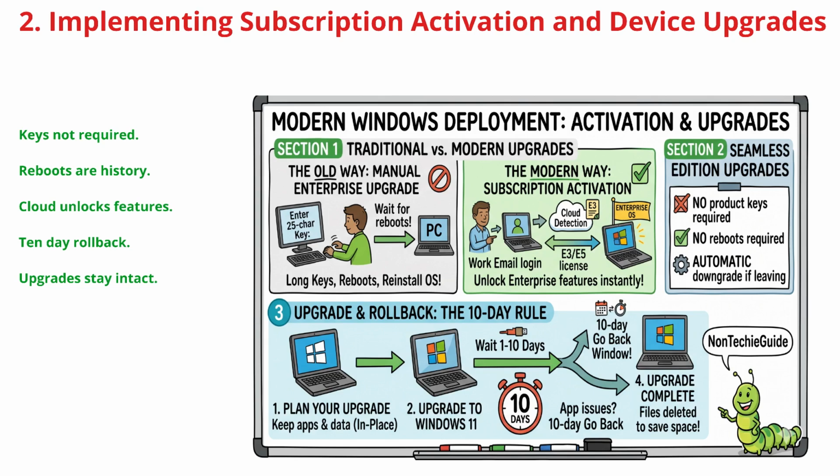But what about moving from Windows 10 to 11? We use the in-place upgrade to keep all your apps and data safe. Just keep an eye on the clock. You have a 10-day window to use the Go Back feature. After 10 days, Windows deletes the old files to save space, making the upgrade permanent. It's faster, smarter, and built for the modern workplace.